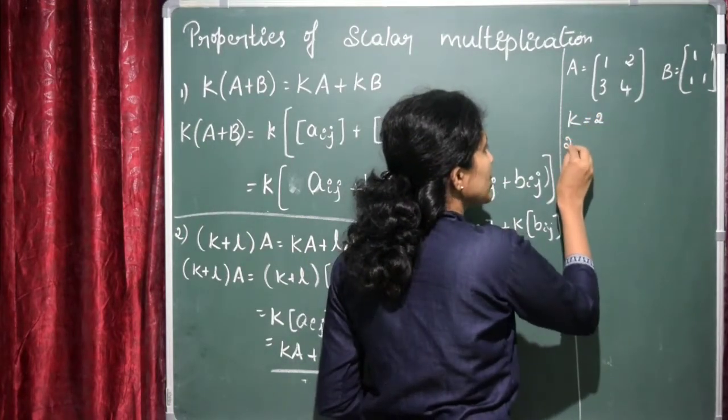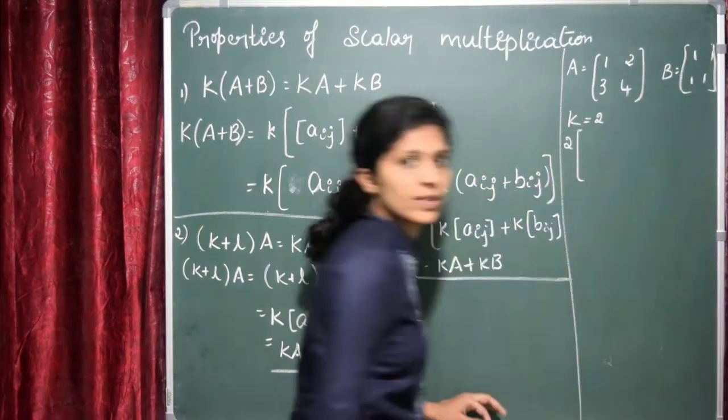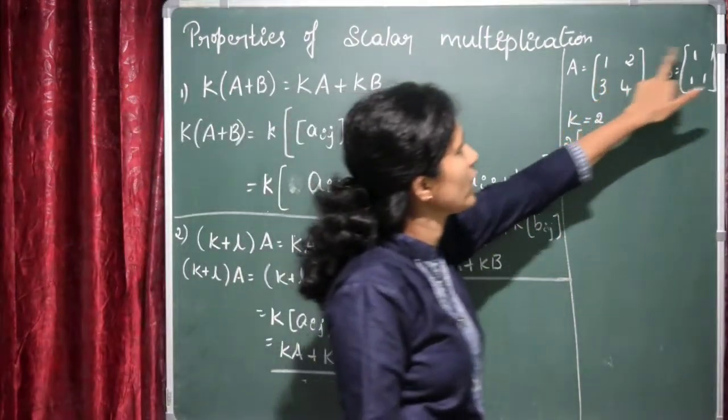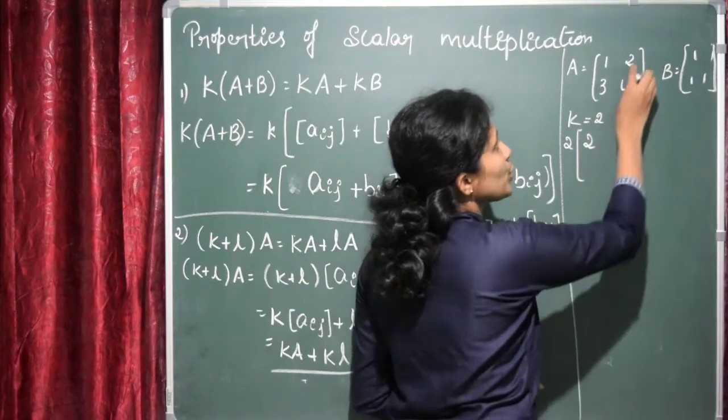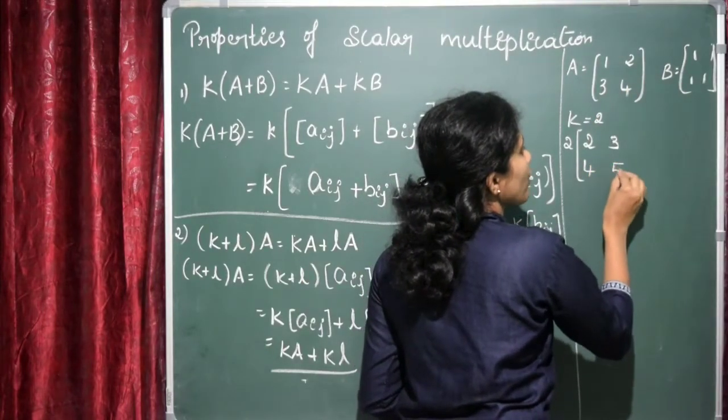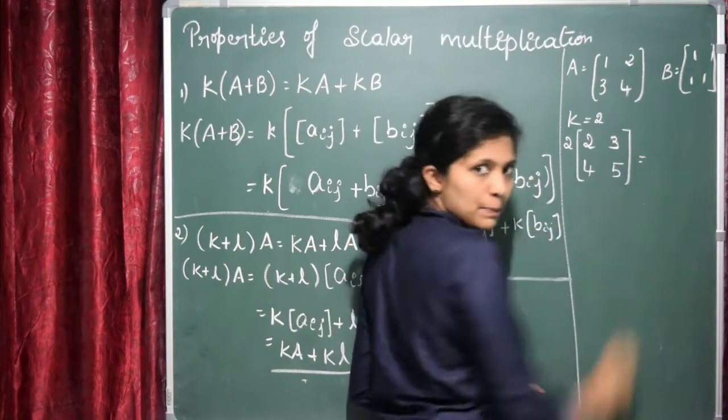Now K into A plus B. K is 2, A plus B. 1 plus 1 will be 2. 2 plus 1 is 3. 3 plus 1 is 4. 4 plus 1 is 5. Right? After this you have to multiply it by this one.